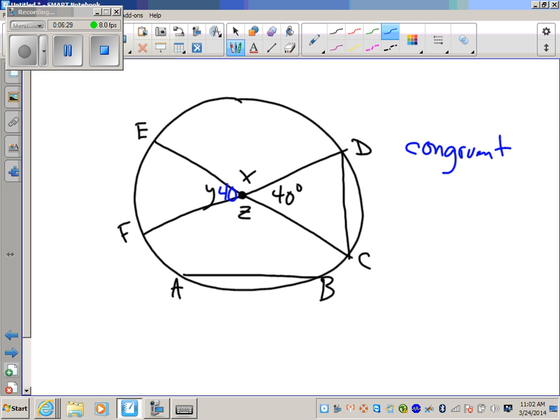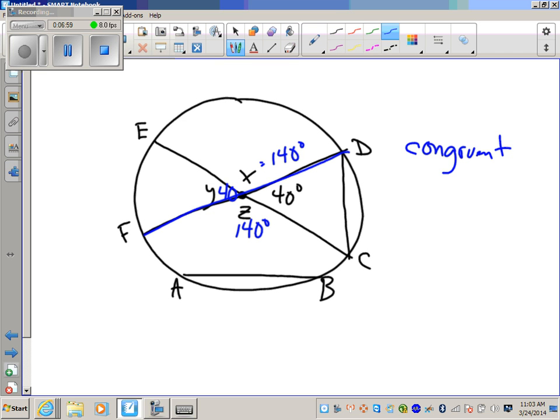Angle y and angle x combine to give you this nice straight line, which is how many degrees is a straight line? 180. If I already have 40 of those 180, what is angle x? 140. And angle x is a vertical angle to angle z. So if that's 140, that also has to be 140. Now let's see what other kind of information they need from us.